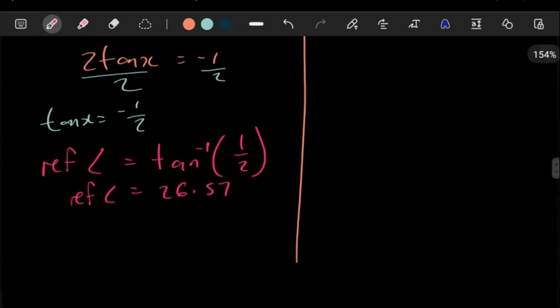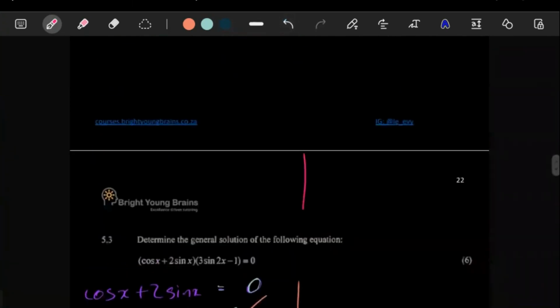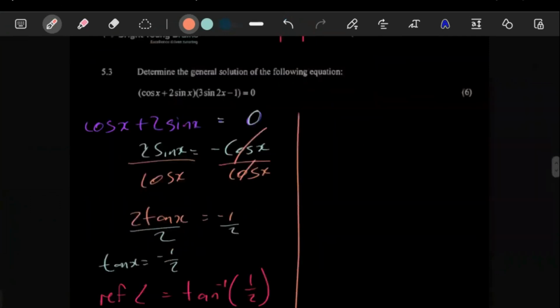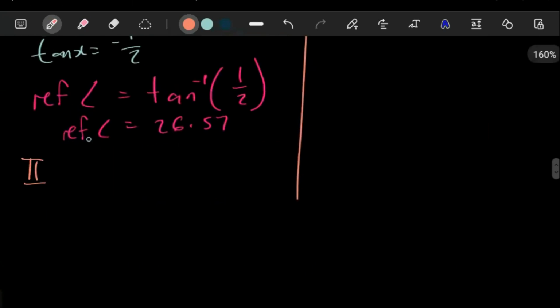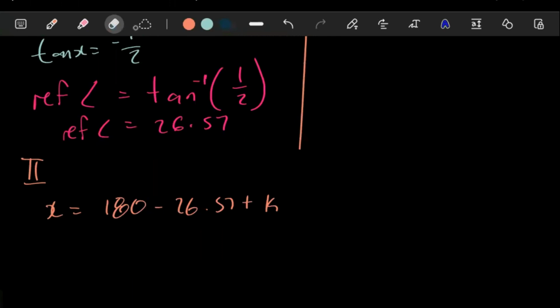Now, that being done, you can now use the negative. The negative is trying to tell you to work in the 2 quadrants where tan is negative. That's going to be quadrant number 2, quadrant number 4. So quadrant number 2 is 180 minus. You're going to say your value of x is equal to 180 degrees minus your reference angle plus k 180 because you're dealing with a tan. Plus k 180. And k is an element of integers.